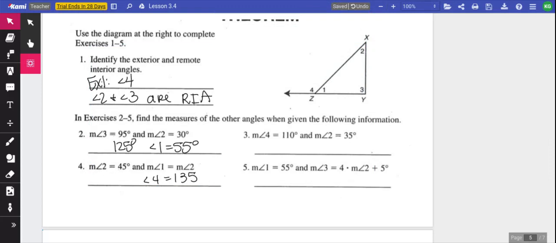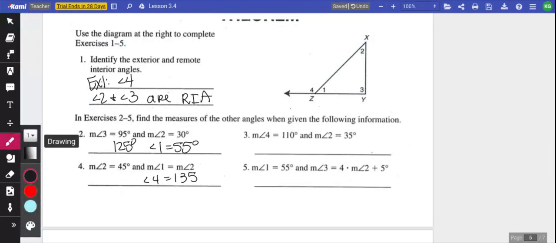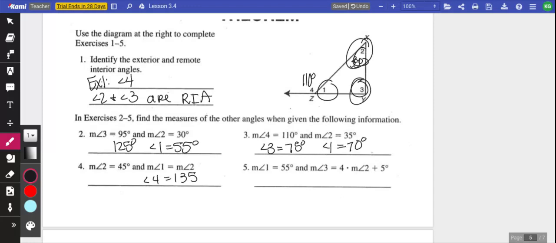All right, that's fine. Okay, the next one is if angle 4 is 110 and angle 2 is 35. Well, I know that 2 plus 3 should equal 110. So 110 minus 35 leaves me with 75 for angle 3. Then I know that these three need to add up to 180. So 180 minus 35 minus 75 leaves me with angle 1 being 70. Or I could have also used the fact that this is a linear pair and done 180 minus 110.